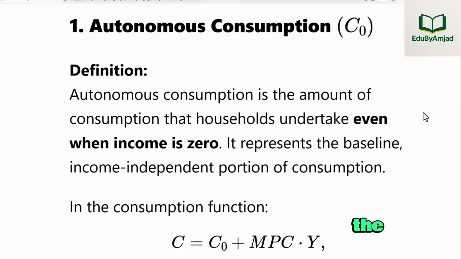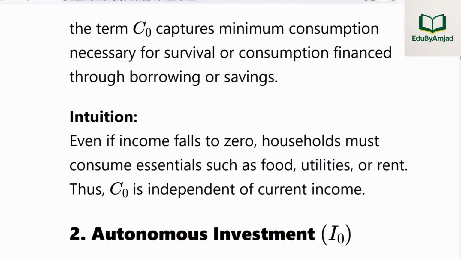Autonomous consumption is the amount households consume even when income is zero. It represents the baseline, income-independent portion of consumption. This captures the minimum consumption needed for survival, or consumption financed through borrowing or savings. The intuition is simple: even if income falls to zero, households still consume essentials such as food, utilities, or rent. Therefore, autonomous consumption is independent of current income.